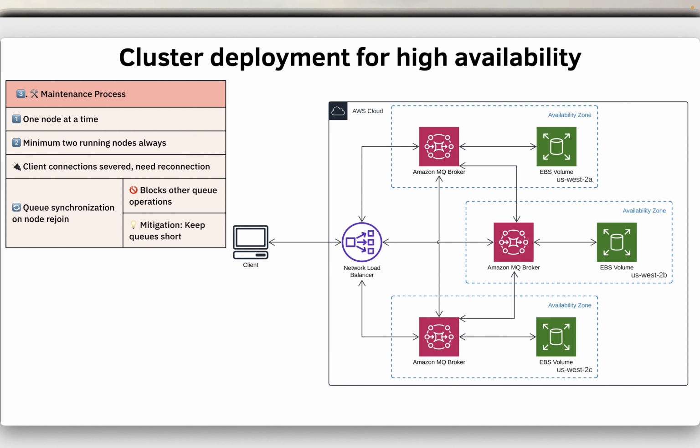During maintenance, the process is performed on one node at a time, maintaining at least two running nodes. Client connections to the node being maintained are severed and need to be re-established. Queue synchronization occurs when a node rejoins the cluster, which blocks other queue operations. To mitigate the impact, it is recommended to keep queues short during maintenance windows.